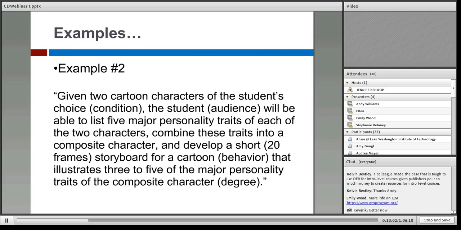So I thought this one was kind of fun, and you can see that it makes it very specific. And also, when I think about the student, we always think about student-centeredness. If a student looked at their objectives, would they know exactly what is expected of them? And I try to think about that too.